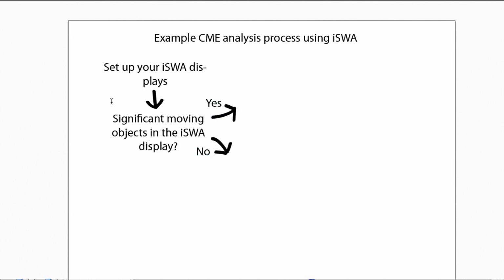So you have your displays up. You did not detect any significant moving objects in your displays, which leads you to the no branch. So the next step is that you can actually sit back and relax a little bit. Relax for XX minutes. The XX is determined by the need for timeliness of detection of the CMEs, and also determined in terms of temporal cadence of the displays that you set up for these purposes.